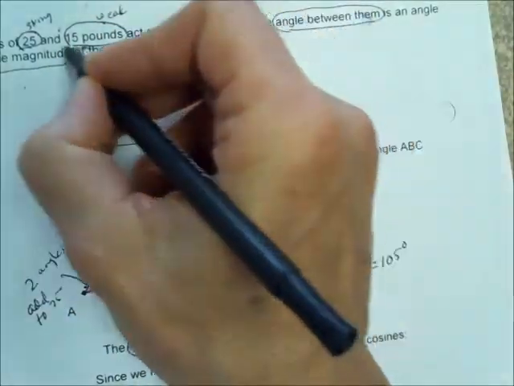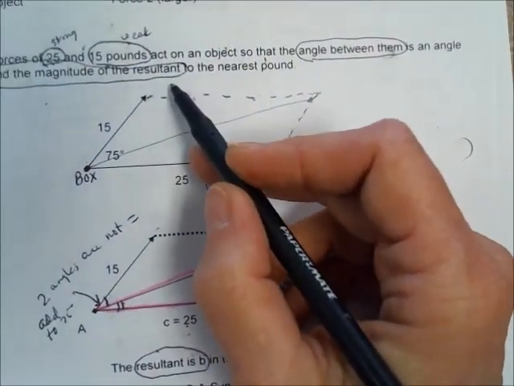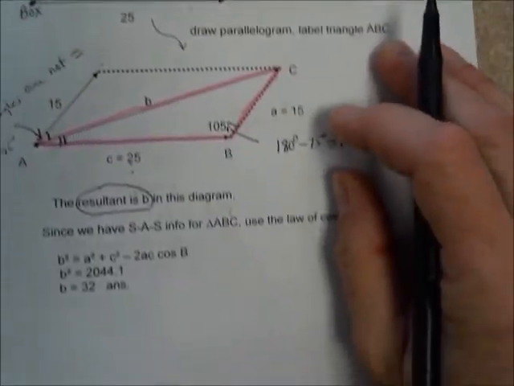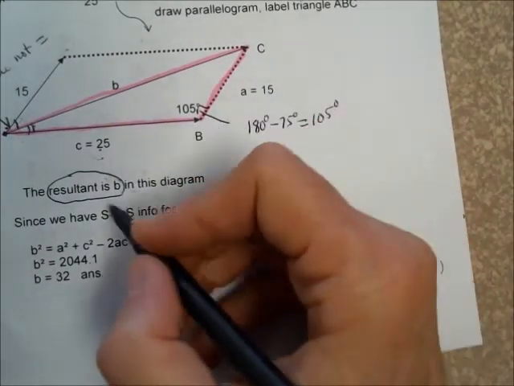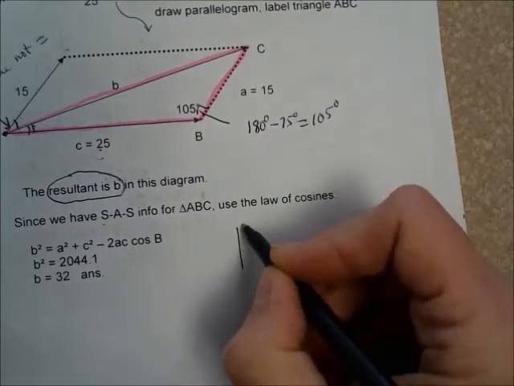So they want us to find the magnitude of the resultant. Sometimes they want us to find other things, but on this one, the magnitude of the resultant. So then we have to ask ourselves, what information do we have? We have side angle side.